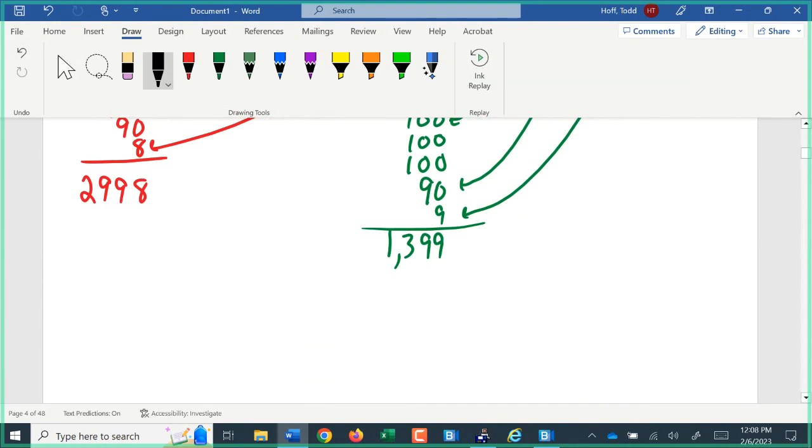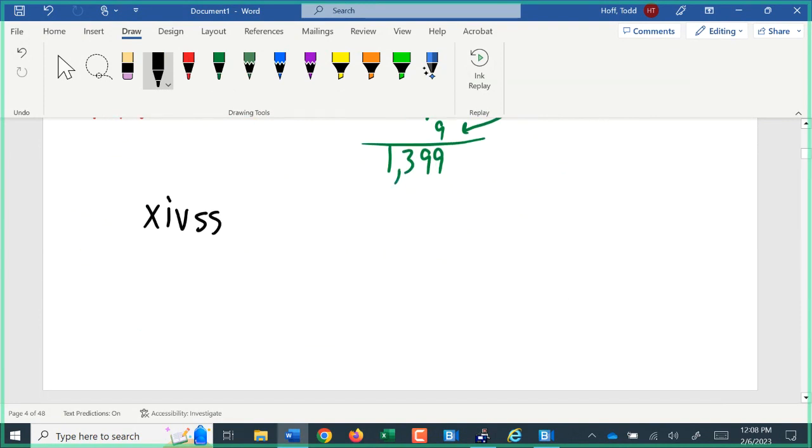And we might have something like this. I'll give you a minute to decode that one.